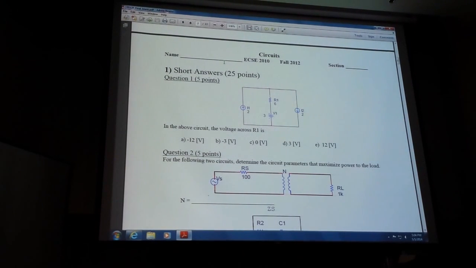KCL applies if we do KCL at the node. Well, if we do KCL here, what's the current entering? What's the current leaving to the right? What's the current through R1? So what's the voltage across R1? There you go.